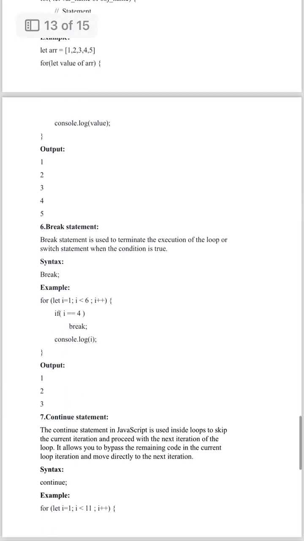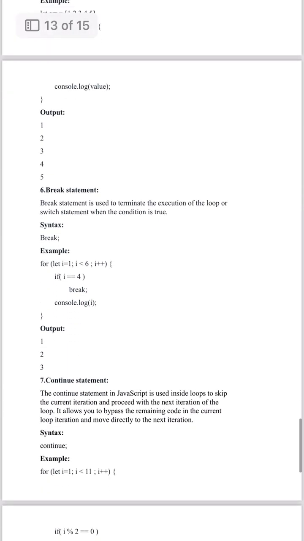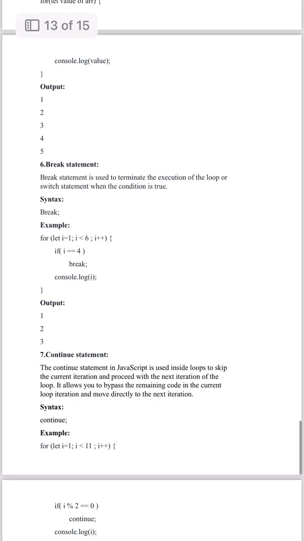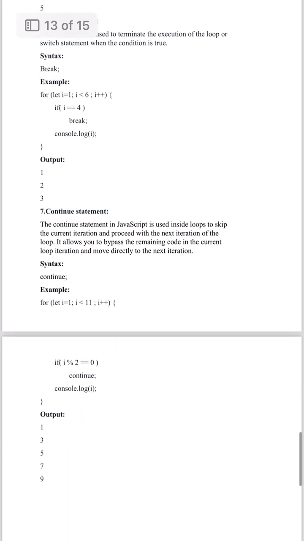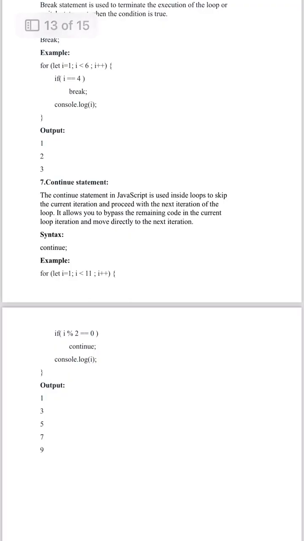Break statement. The break statement is used to terminate the execution of the loop or switch statement when the condition is true. Continue statement. The continue statement in JavaScript is used inside loops to skip the current iteration and proceed with the next iteration of the loop. It allows you to bypass the remaining code in the current loop iteration and move directly to the next.